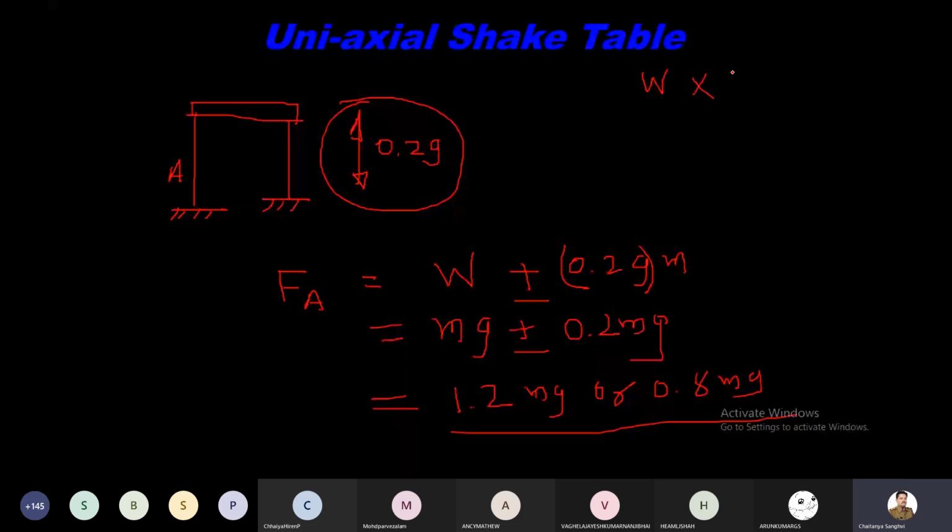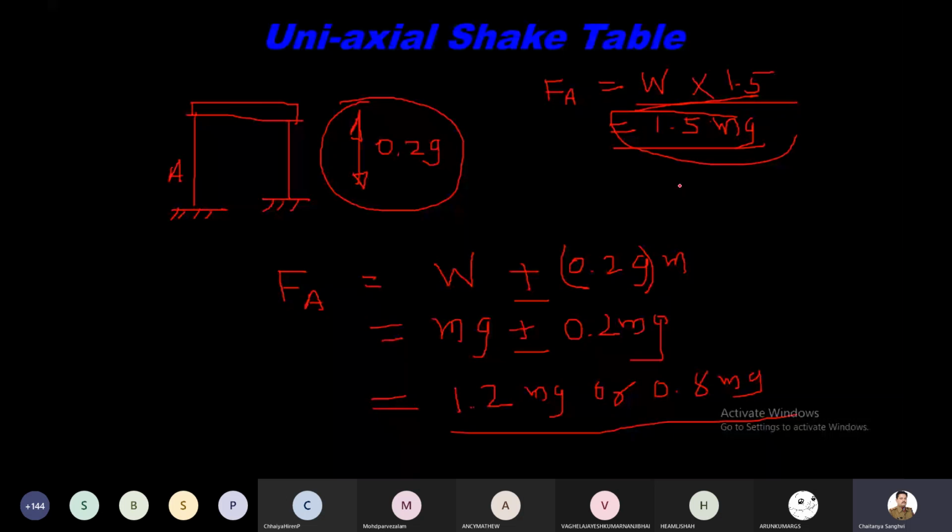So what is the capacity of the column? It is 1.5. Actually, this is 1.5 m into g. This is the capacity of the column, right? Actually, this is for the gravity load.